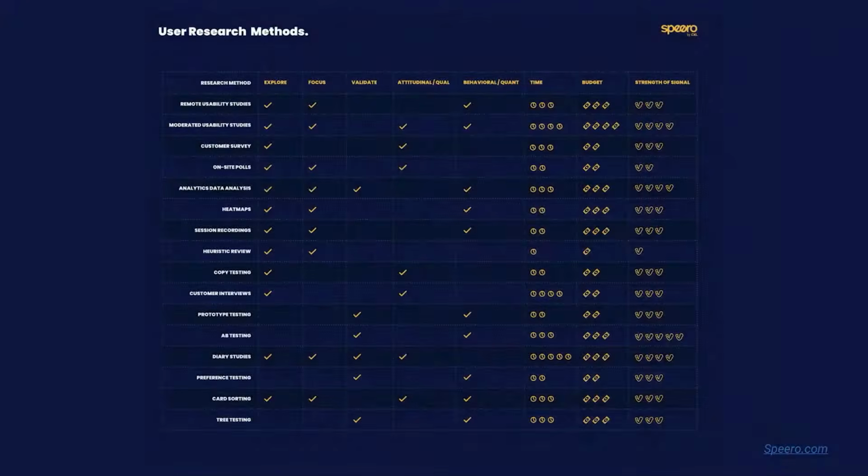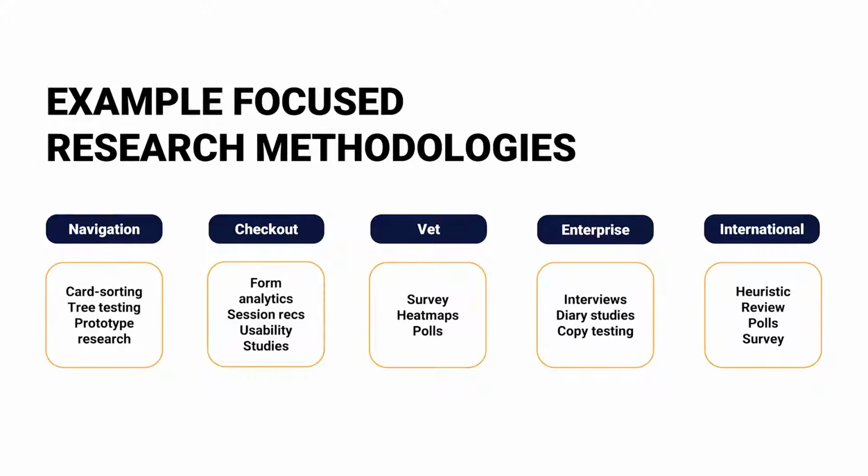In the final three columns, you can see time, budget, and strength of signal represented through the art of emoji. This, again, is somewhat open to nuance. It depends on things like which tool you're using and the scale of the research study that you're conducting. But again, this can help you to map out the most appropriate research methodology based on your requirements and your constraints with regards to things like time and money as well. So here I'm showing a few examples of focused research methodologies.